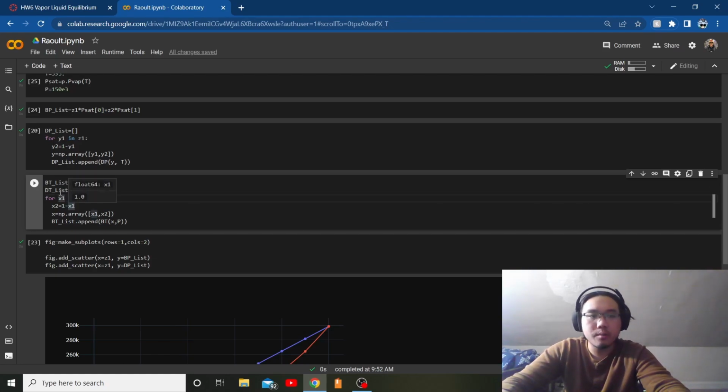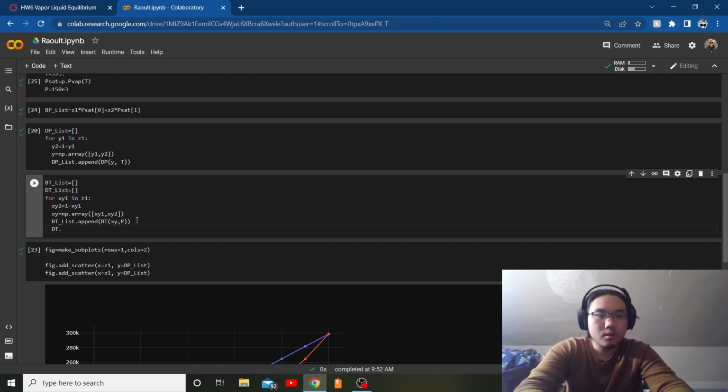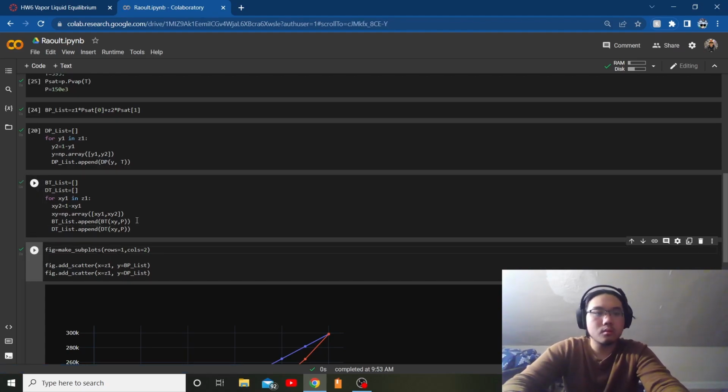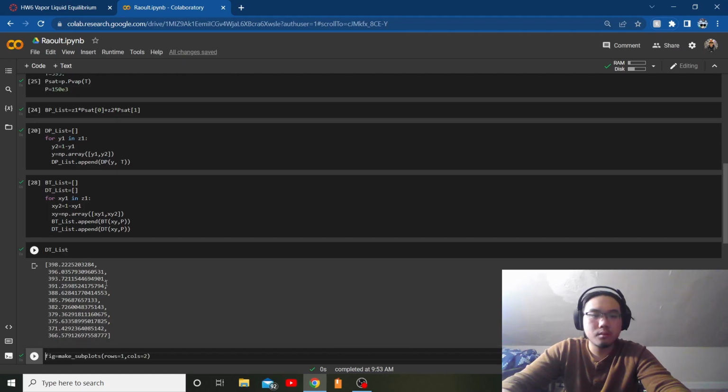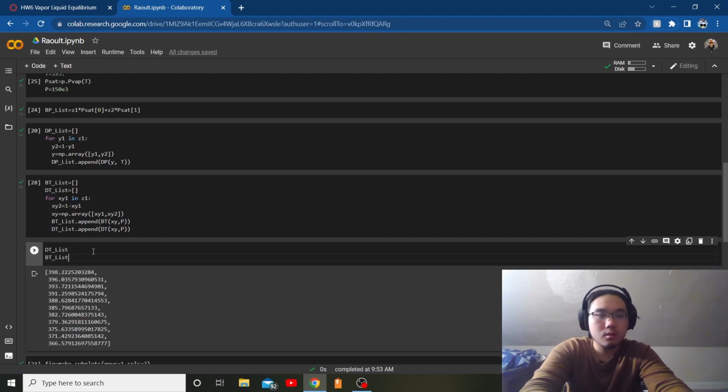And to differentiate the fact that this is a combo usage, we can say XY, XY, XY, this is XY, and then simply this will also call the dew temperature function, but it'll work just as normal. And we can see our list for dew temperature. And just to show bubble temperature as well.